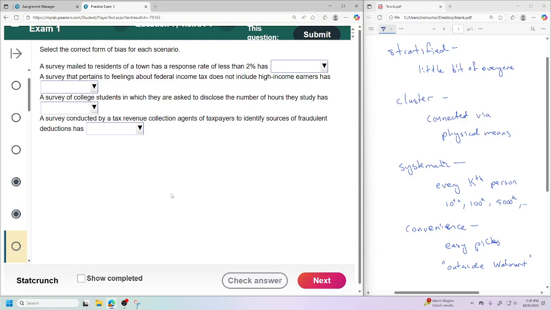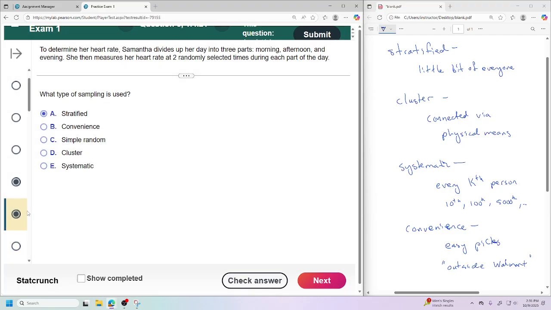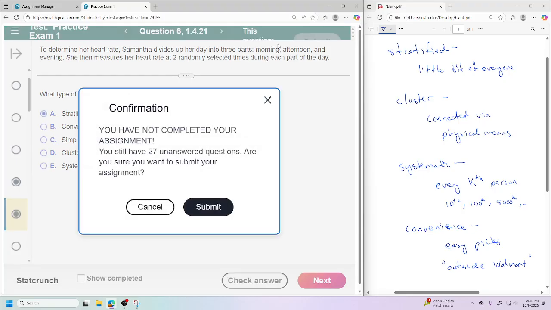All right. Oh, and then we just go right to bias. So in order to see more of these, what you could do is submit and then come back, and it might be newly randomized.